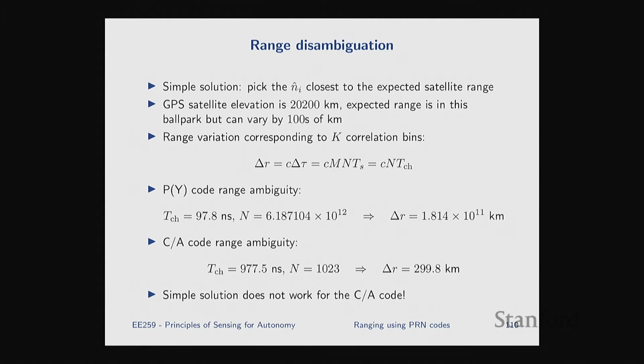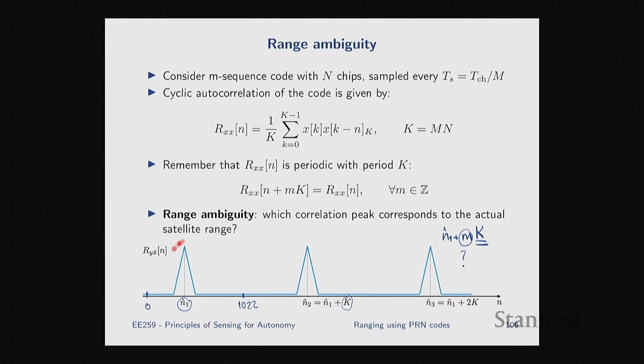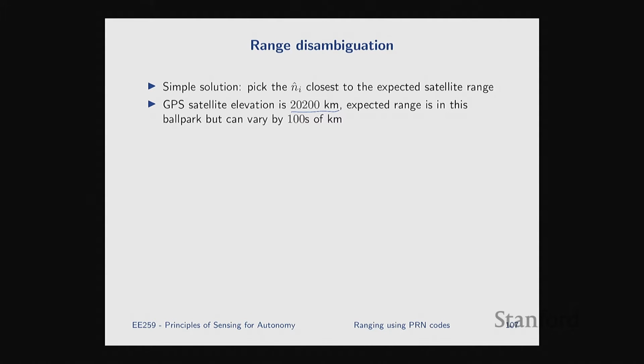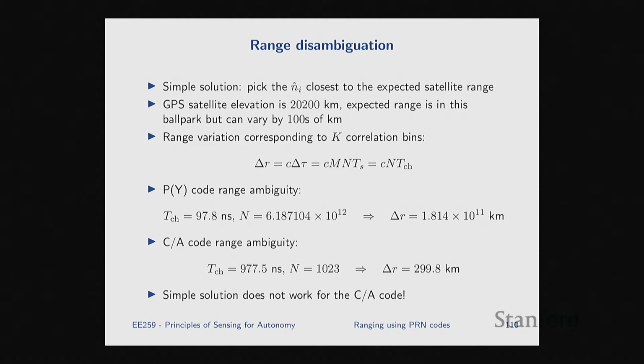How about the civilian code? Let's look at the C/A code. So the C/A code, remember, was much, much shorter, so it has a chip duration of 977.5 nanoseconds. Total number of chips is 1023. Plug the numbers into our delta R equation, it comes out to almost 300 kilometers. With this, we have a problem, right? Because if these peaks in the extended correlation are only 300 kilometers apart, we cannot decide which one. Multiple of them could be the actual physical range. It's not enough separation to let us disambiguate.